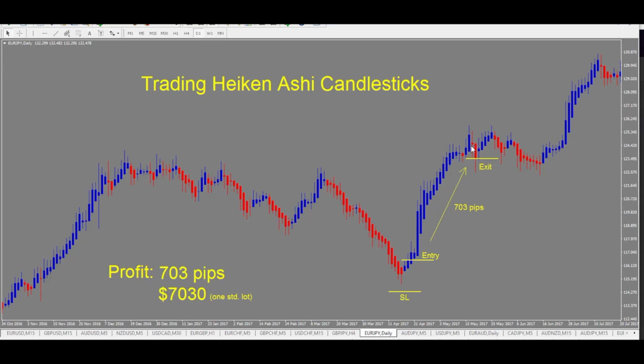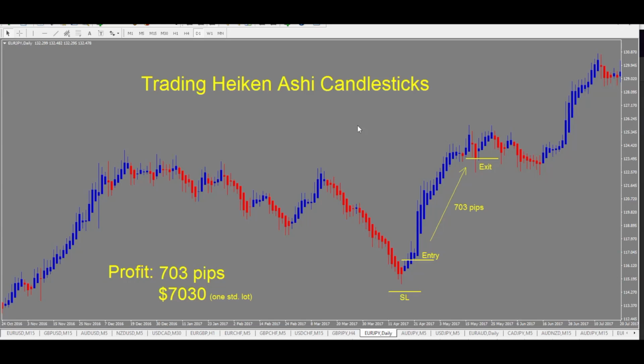Then we see these red candlesticks. Once you see two red candlesticks in the opposite direction, we exit the trade here. So from entry to exit, we get 703 pips in the trade. This is a daily chart, so the target that we have is quite large as well. The number of pips will be larger because we are trading in a longer time frame.